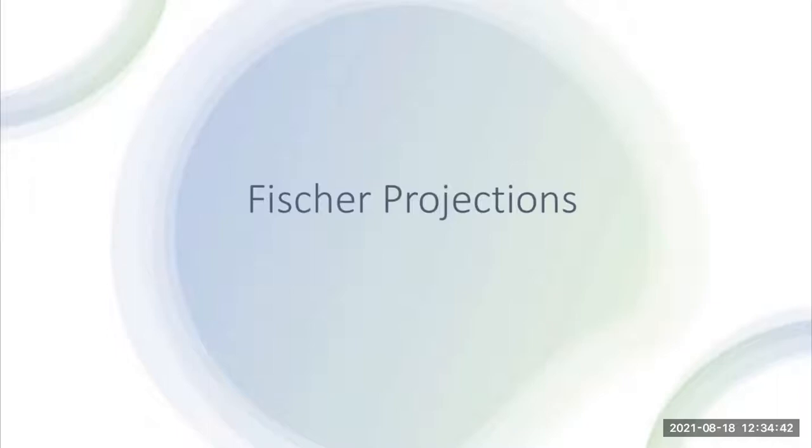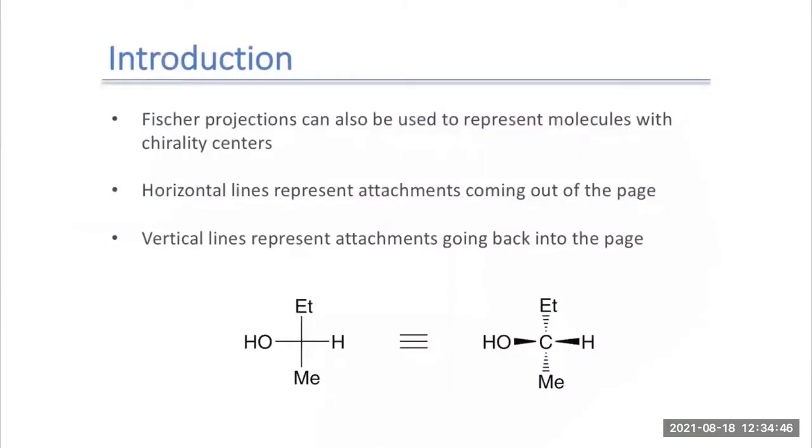In this video, we'll learn about Fischer projections. Fischer projections can also be used as a way to represent a molecule with chiral centers. Instead of drawing the tetrahedral configuration, we draw the molecule as like a T-shape, where everything is 90 degrees. And the horizontal lines represent bonds coming out of the paper. The vertical lines represent bonds going into the paper.